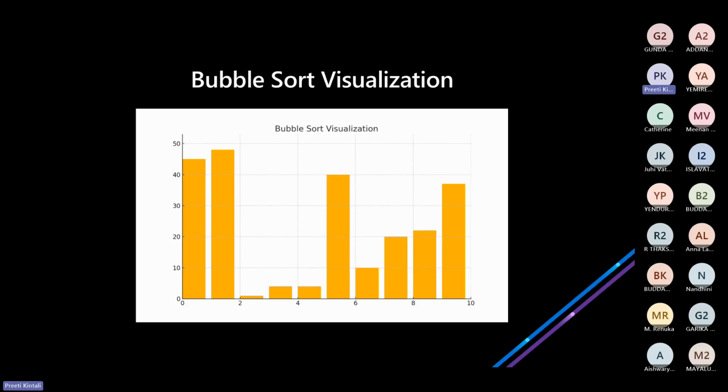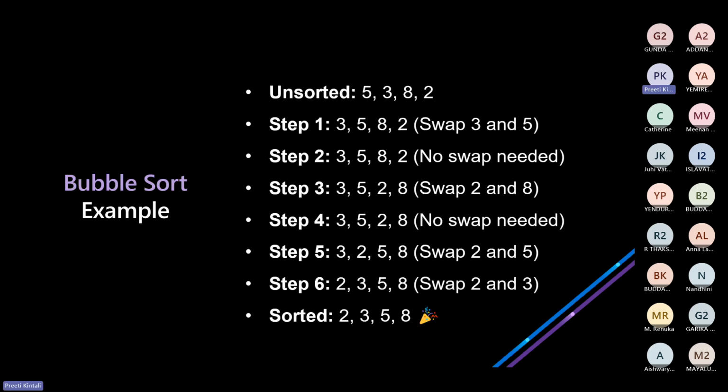Here, repetitive comparison is there. That's why this algorithm is not very efficient and is very simple. Now, let me tell you with an example. So, let me take an array which is unsorted, that is 5, 3, 8, 2. You know, it is neither in ascending nor in descending order.